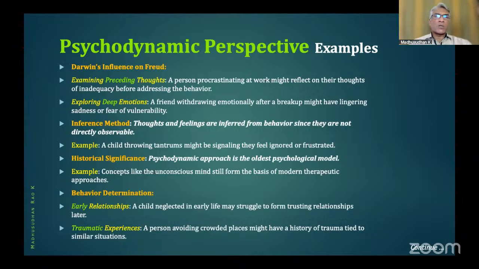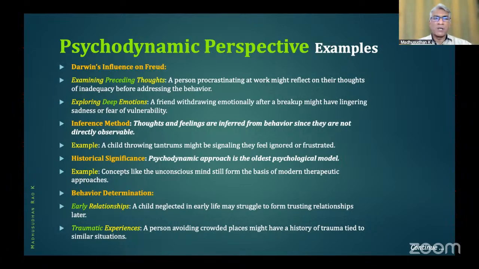Similarly, exploring deep emotions: a friend withdrawing emotionally after a breakup might have lingering sadness or fear of vulnerability. The inference method says thoughts and feelings are inferred from behavior since they are not directly observable. A child throwing tantrums might be signaling they feel ignored or frustrated. If you see a child continuously throwing tantrums, shouting, or doing something odd, it may be because they feel ignored in the family, or a sibling is there and the child feels that mother or father is not paying much attention to them.